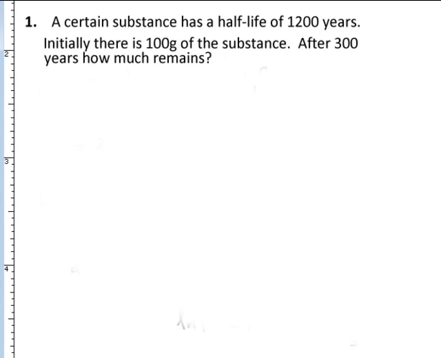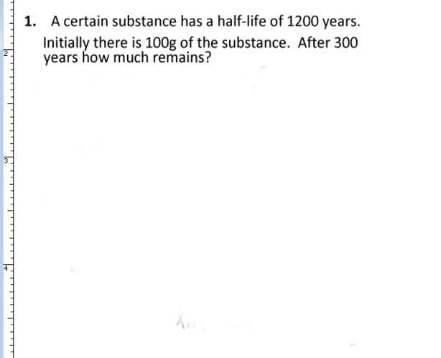Okay, here we have an exponential decay problem. So we have a substance that's decaying at a certain rate, and we first write down our exponential decay or exponential growth function. And we have to figure out C and K based on the information in the problem.